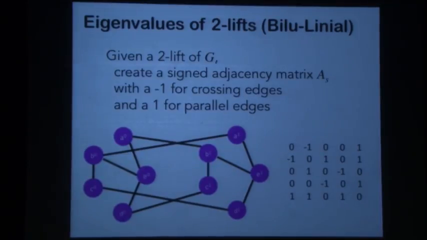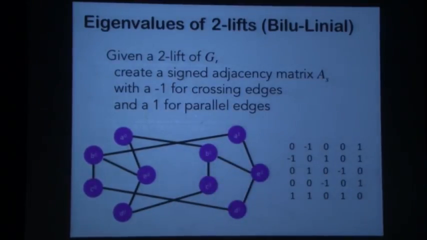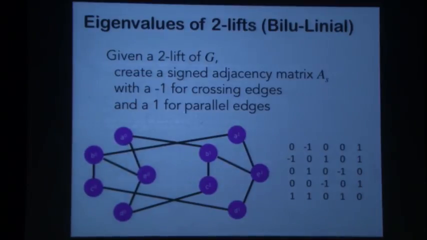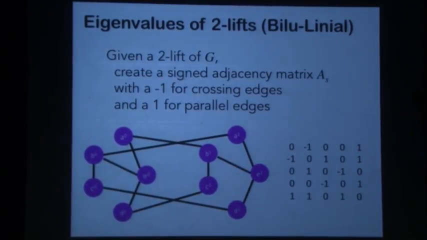Okay, so it turns out there is a very easy way to understand the eigenvalues of a two-lift of a graph. To describe the two-lift, they take the adjacency matrix of the original graph and put signs on the edges. They put either a 1 or a minus 1. And this is how they describe the two-lift.